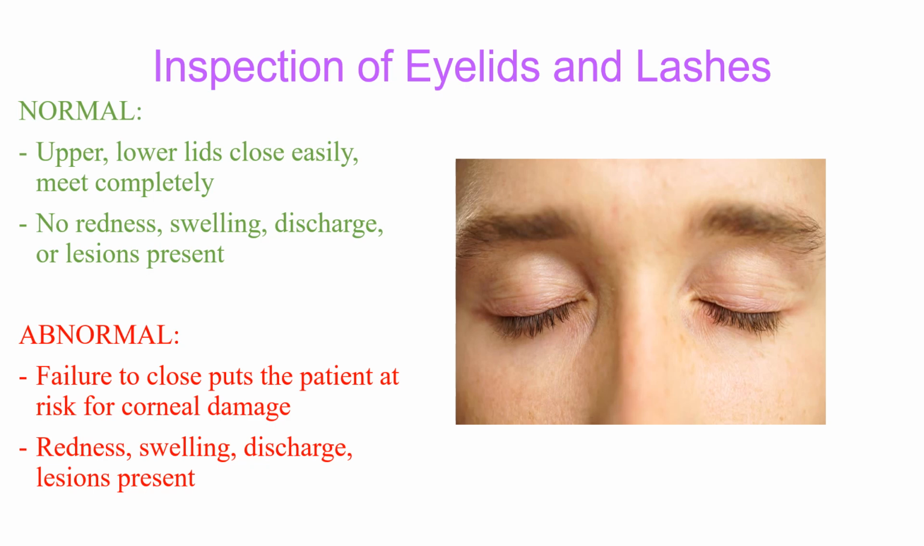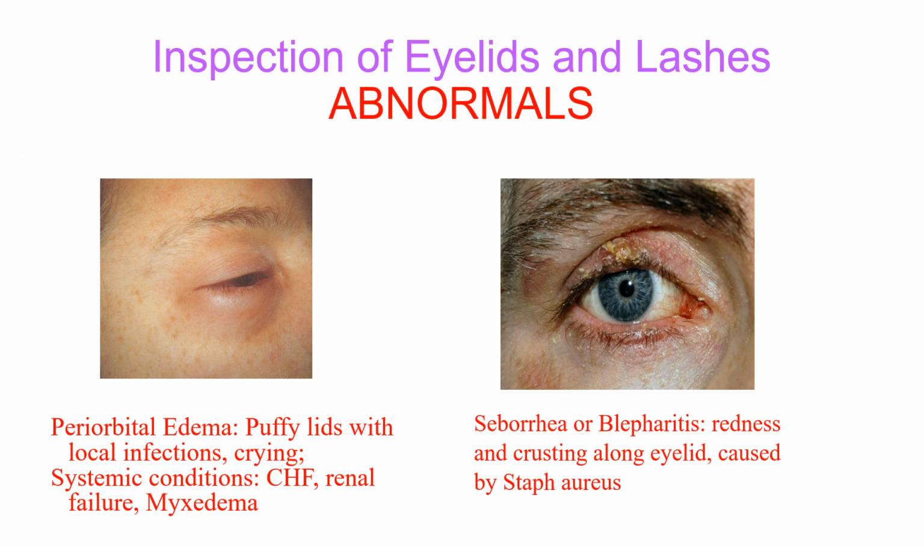The lid should close easily and meet completely. No redness, swelling, or drainage, or any of those types of things. You can imagine if you can't close your eyes all the way completely, that your eyes can become dry and irritated. So here are some abnormals.